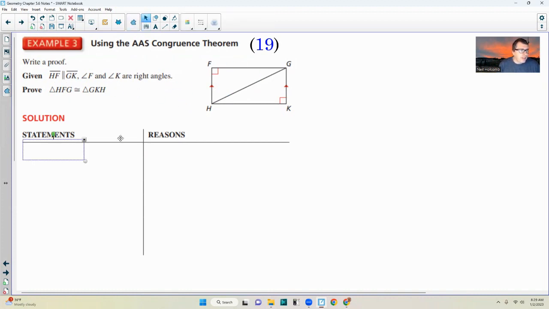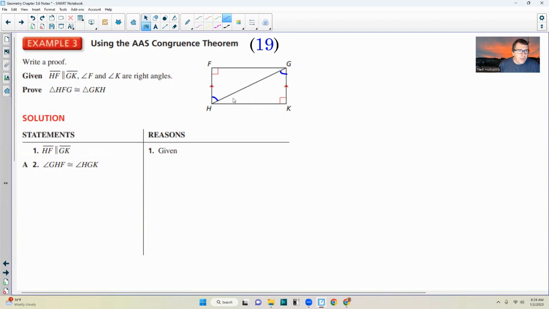First things first, let's state the givens. HF is parallel to GK. Reason, given. Pretty simple, all right? Now I could say angle F and angle K are right angles, but let's just do the next step first. We could also do this as well. Angle GHF is right here. And always label your diagram as you list it. Angle GHF is congruent to angle HGK.